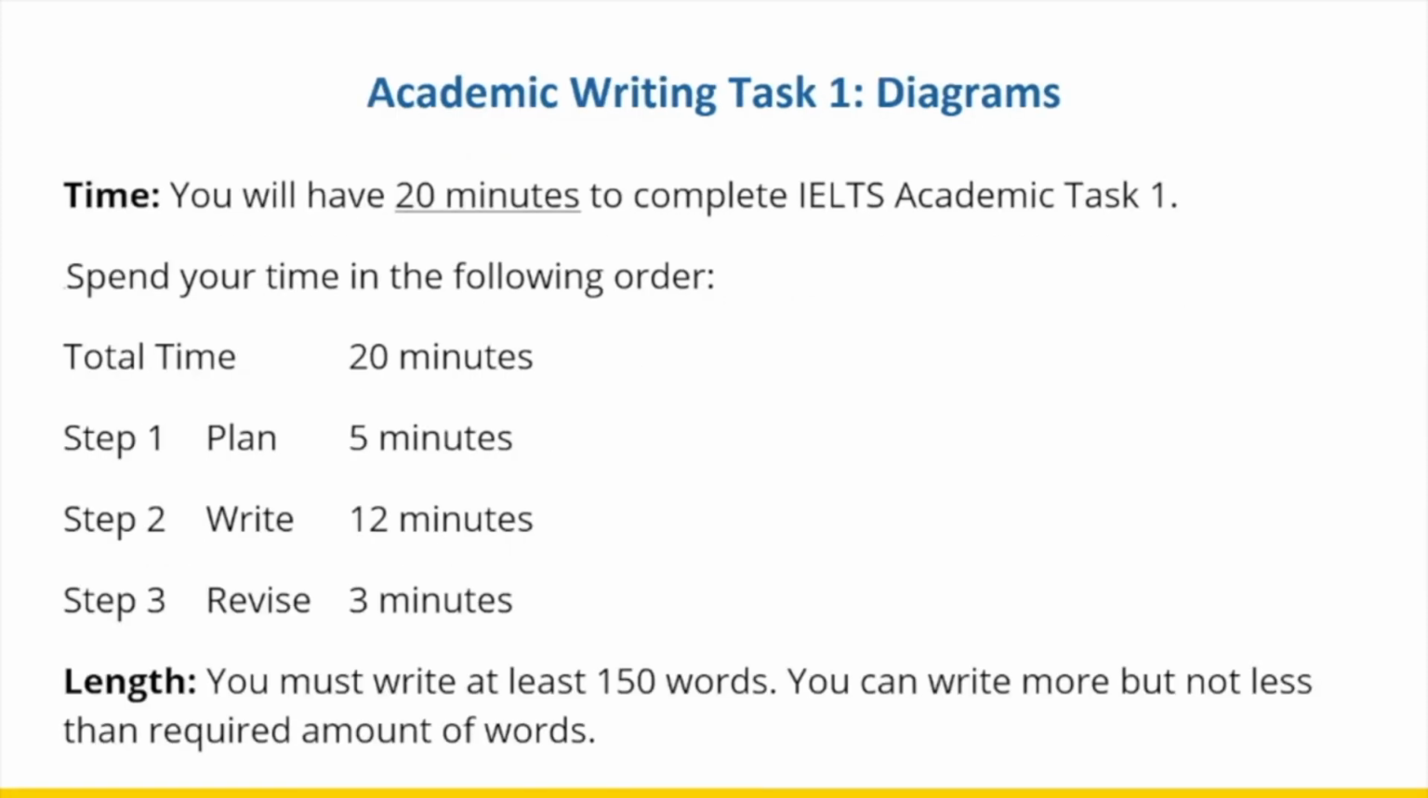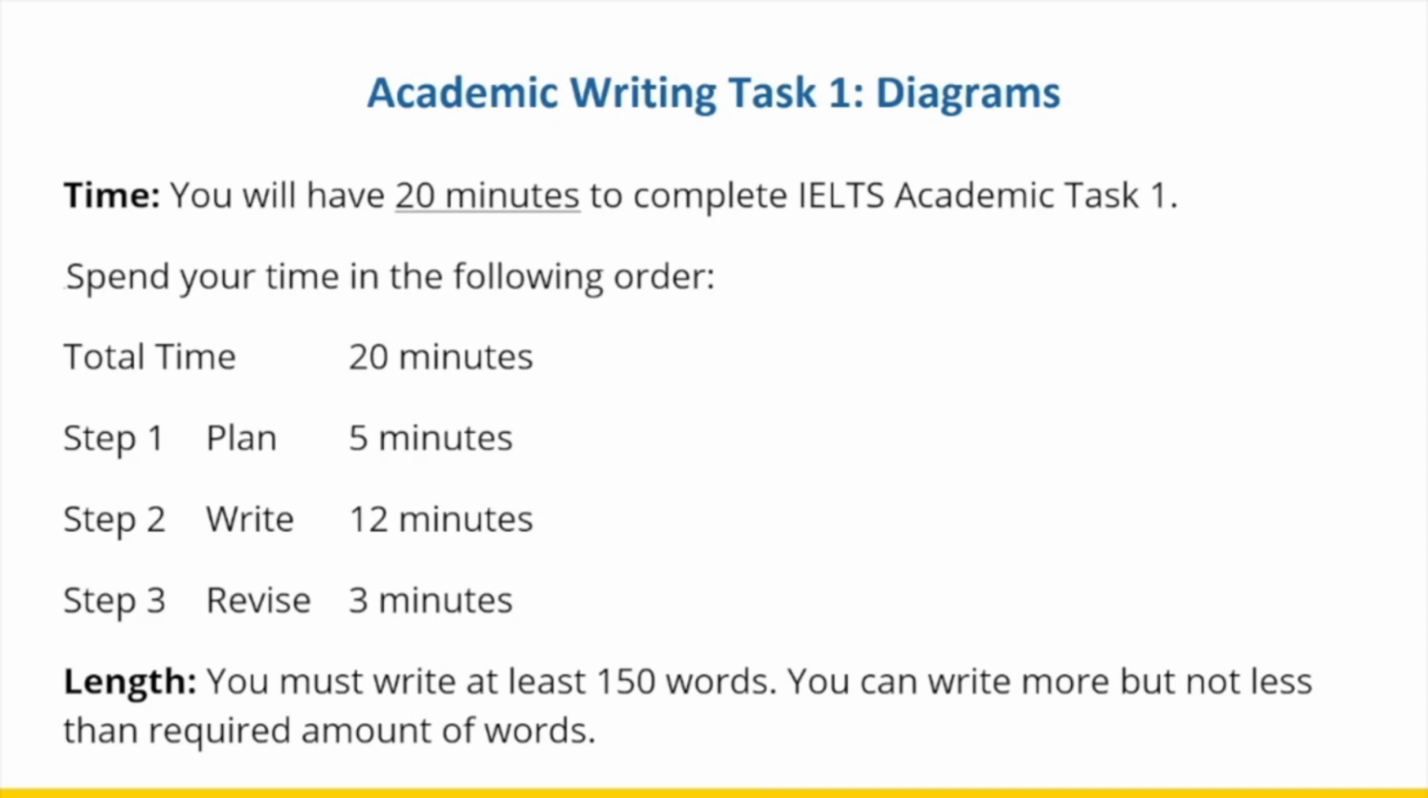In this slide, we'll have a brief overview to the academic writing task 1 about diagrams. Diagram essay looks quite similar to graphic essay, but it has different requirements to accomplish during this task. You'll be given the same amount of time, 20 minutes, to complete this task. You should spend your time in the following order.